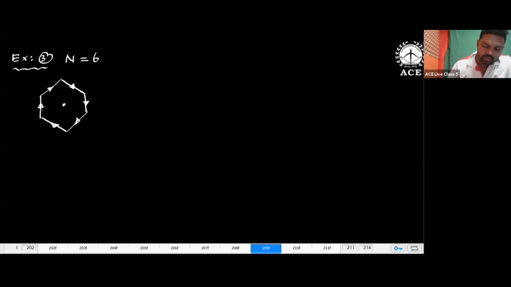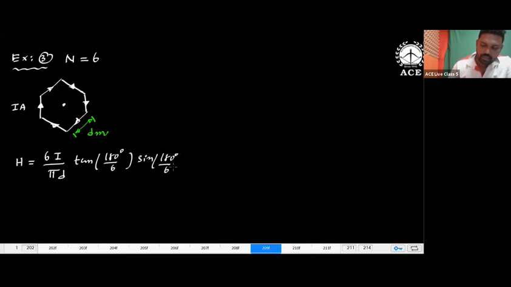How much is the current flowing? I amperes. How much is the side? D meters. So the H is equal to 6I by pi d tan 180 by 6 into sin 180 by 6. So how much is this? H is equal to 6I by pi d.